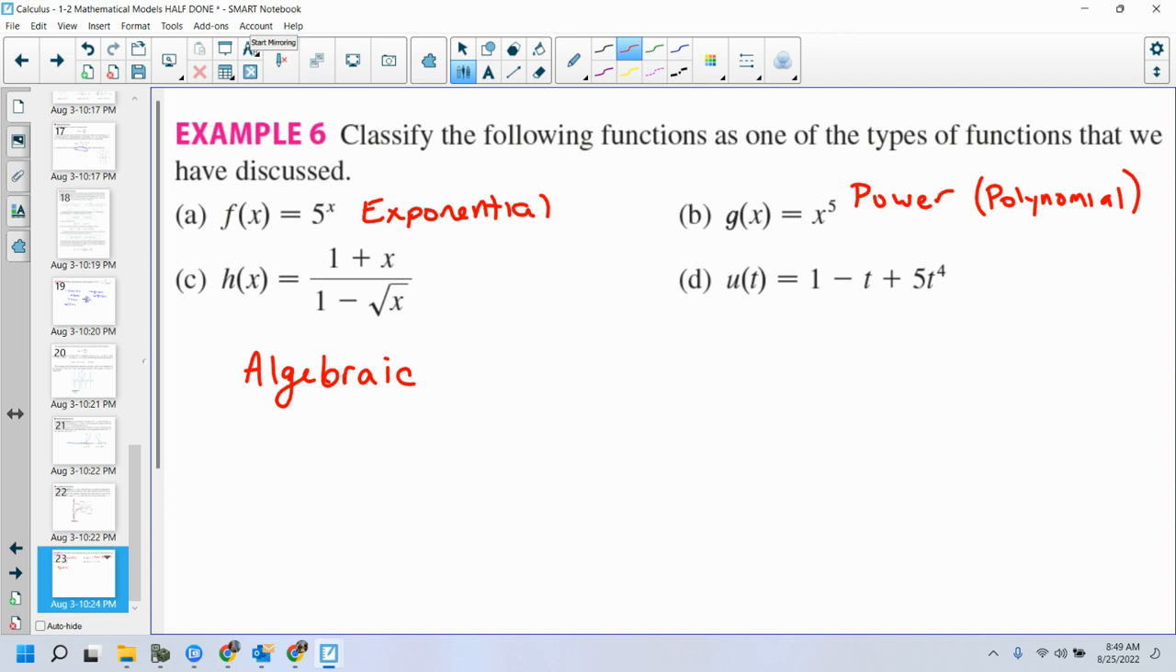And what would I consider D? What do you guys think? Polynomial, yeah. If I wanted to be really specific, I would say a quartic. But it is a polynomial.